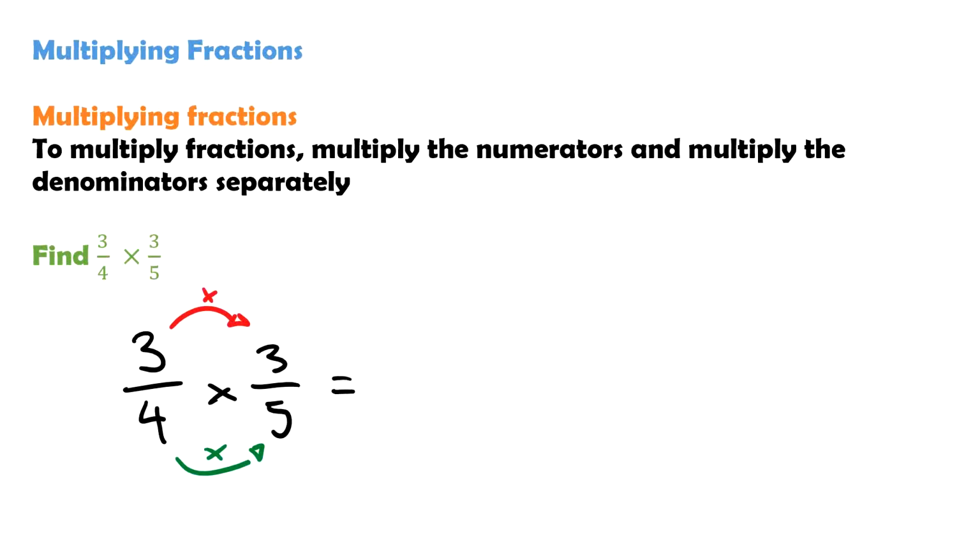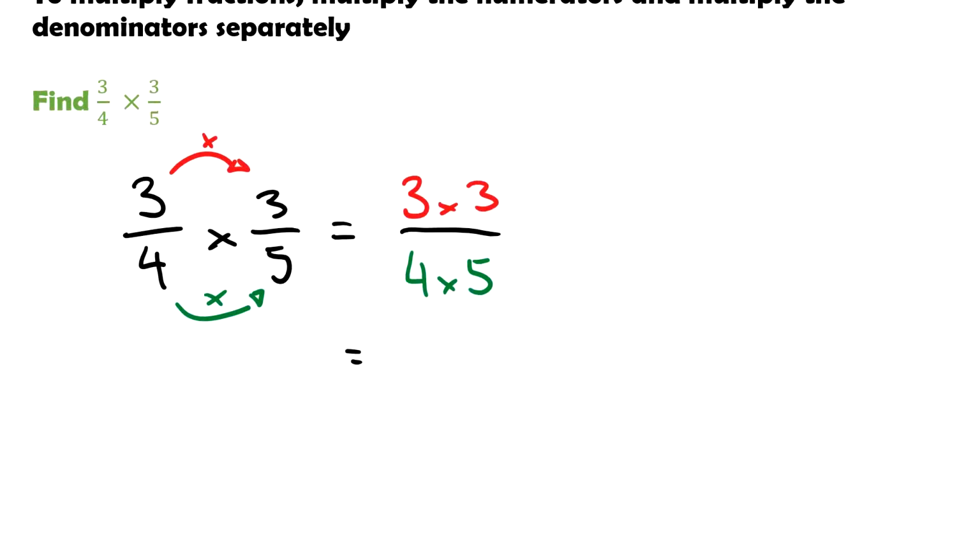So what we get is 3 times 3 over 4 times 5, which turns into 9 over 20. At this point you look if you can simplify it. In this case we can't, so we keep it as 9 over 20.